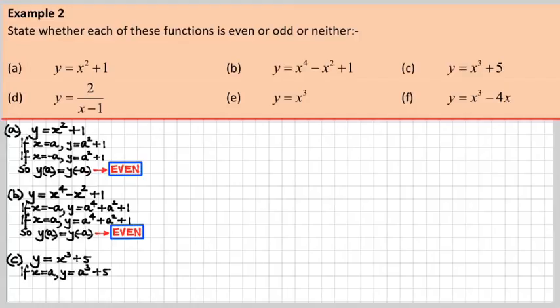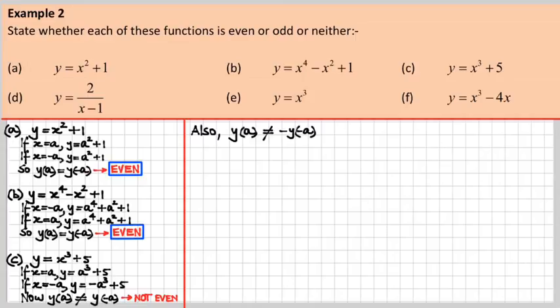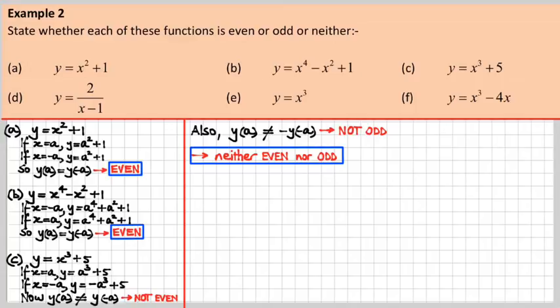There it is. Now, if x is a, we get y is a cubed plus 5. If x is minus a, y is minus a cubed plus 5. So therefore, no, well that's not odd. And it's not even. There's the even test. It's not even. And it's also not odd. So it's neither. See, we were right, weren't we? Great. Now, let's go for D now.